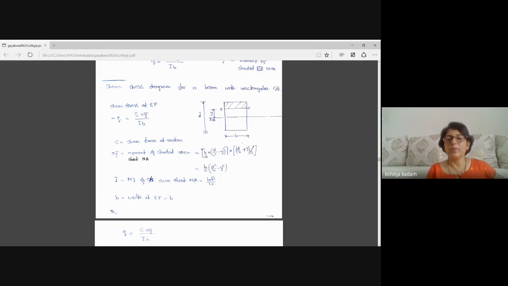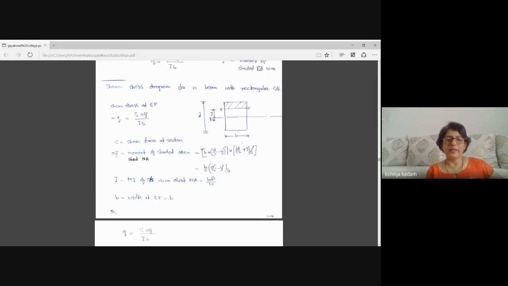So how much is shaded area? Width will be B and depth will be depth of shaded area only. It will be D by 2 minus Y. So in first rectangular bracket, it is area. And in second rectangular bracket, it will be distance of centroid of shaded area from neutral axis. So it will be Y plus (D by 2 minus Y) divided by 2.